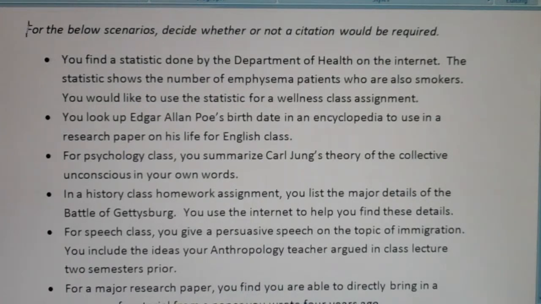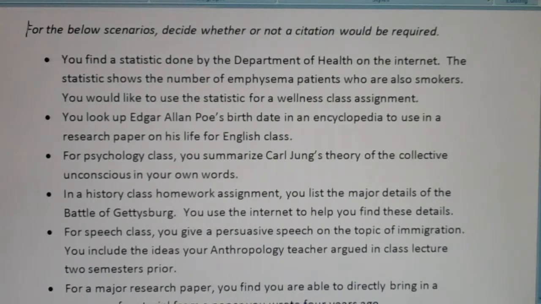Now, the third example, you are summarizing a theory called the collective unconscious. Now, a summary, remember, is where you put an idea in your own words, so you don't have to worry about a direct quote. However, this would be an example of where I would give a citation, because here you're using an idea that someone else directly came up with. So why not give a citation?